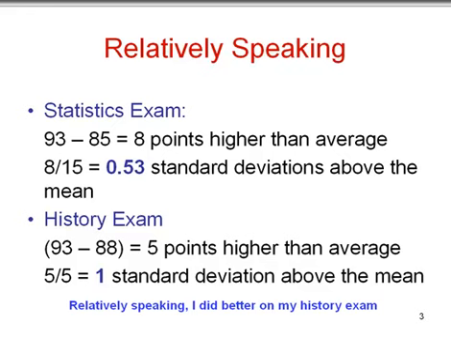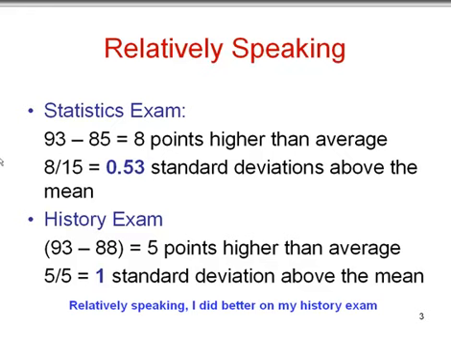If we compare my score, which is 93, to the class mean, it seems that I did relatively higher on the statistics exam, because on the statistics exam I did 8 points higher than average, whereas on the history exam I only scored 5 points higher than average. This analysis, however, does not take into account the variability in the exam scores. Remember, there was a lot more variability in the statistics exam scores.